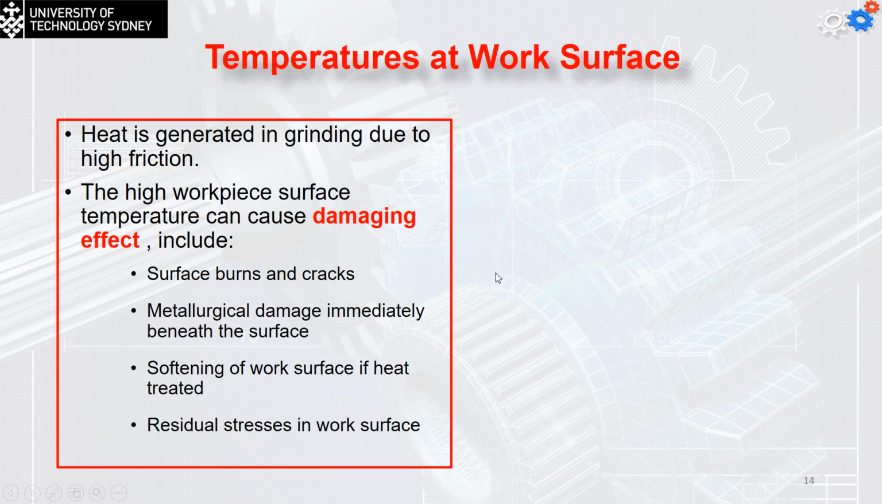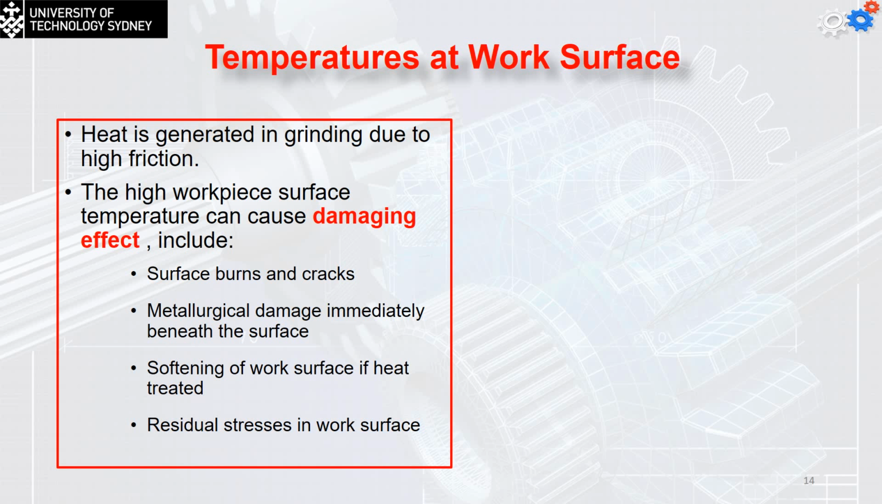Because we are going to have contact between the grinding wheel and the material, definitely we are going to have friction, and this friction will generate temperature. So the heat generated in the grinding due to the high friction, and the high workpiece surface temperature, can cause damaging effects, including the surface being burned or cracked. Very high temperature concentrated in a small area, that's what will happen. Metallurgical damage immediately beneath the surface, because if you change the temperature, definitely you are going to change the metallurgical properties of the material.